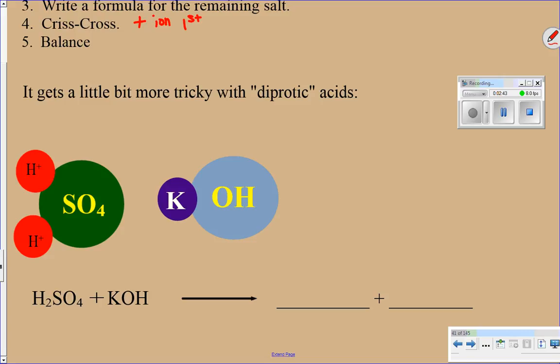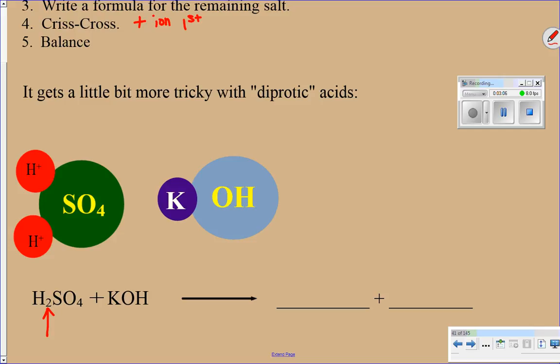It gets a little trickier when you get into what are called diprotic acids. You can also have a base with more than one hydroxy group. It all just depends on how crisscross works out. So in this case up here, we have what's called a diprotic acid. It has 2 H+ in it. So you can see that little H2SO4 in the formula. And visually, you can see this in the graphic up on the board.